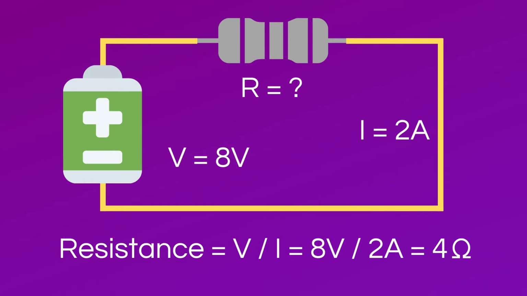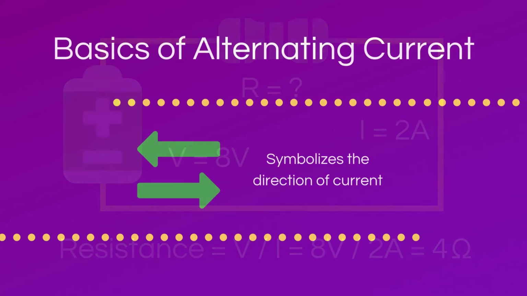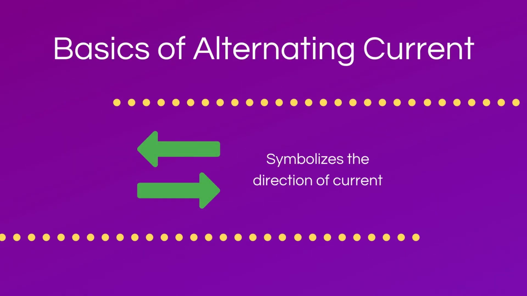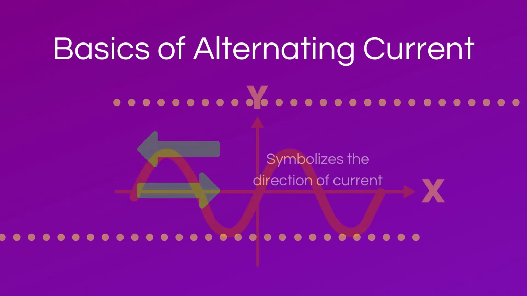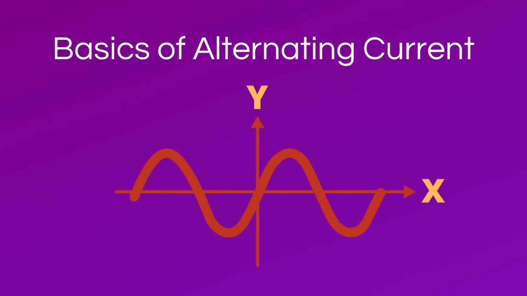Now on to applying Ohm's law to alternating current or AC circuits. In AC circuits, the flow of electrons changes directions back and forth. This flow of electrons causes the current and voltage to appear as a sine wave that has a magnitude as well as a direction in both the x and y planes.